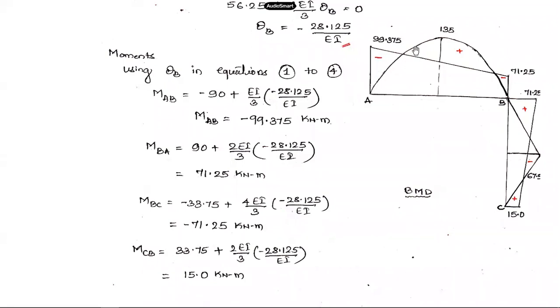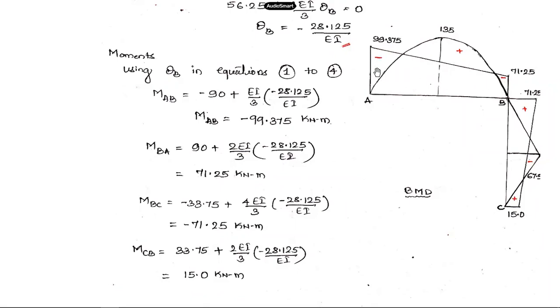Over this, what has to be overlapped is the free bending moment diagram. If this member is treated as a simply supported beam, then what is the value of bending moment? W square by 8, 30 into 6 square by 8. It is 135 kilonewton meter. This entire ordinate at the center is 135 kilonewton meter. So this is the variation of bending moment for member AB.